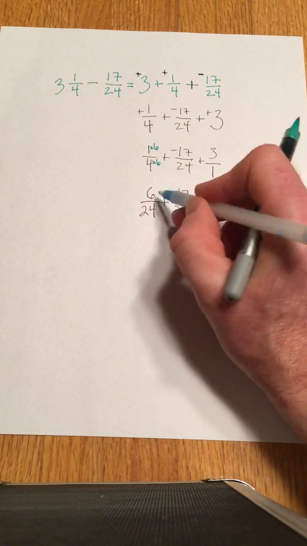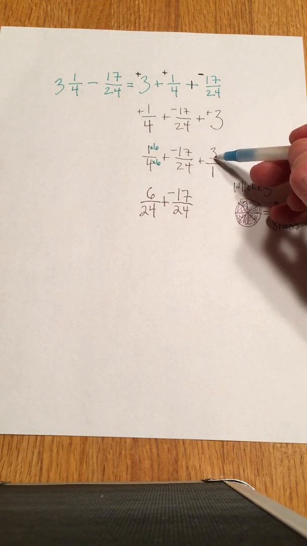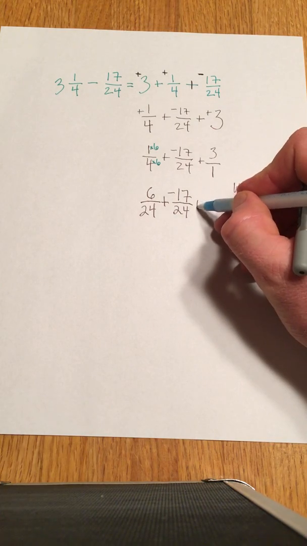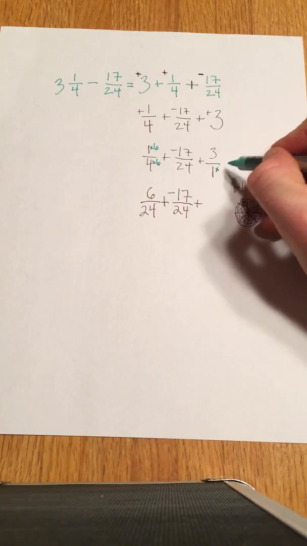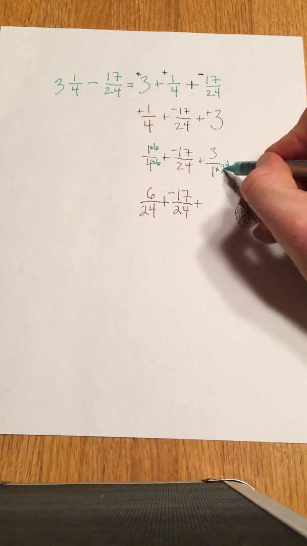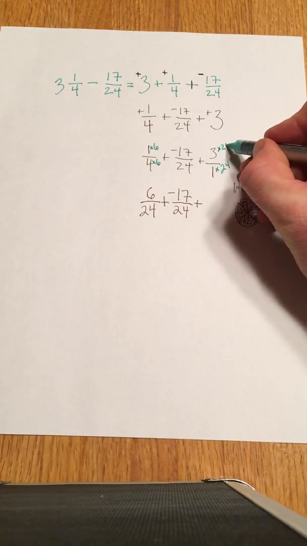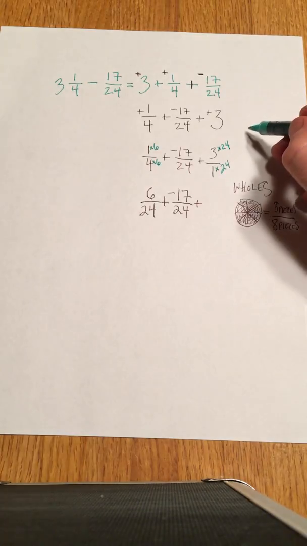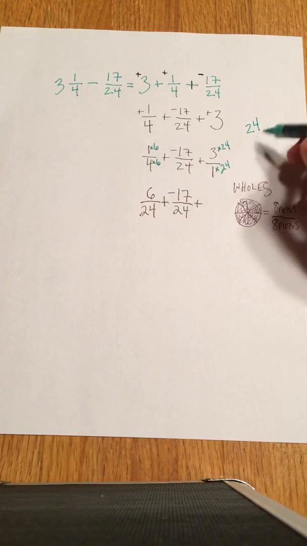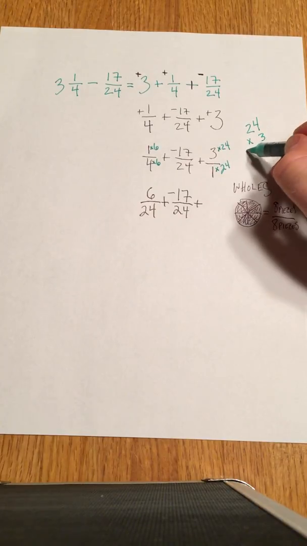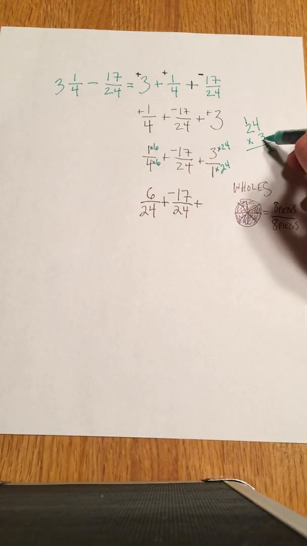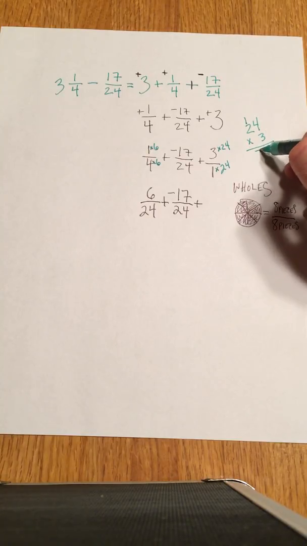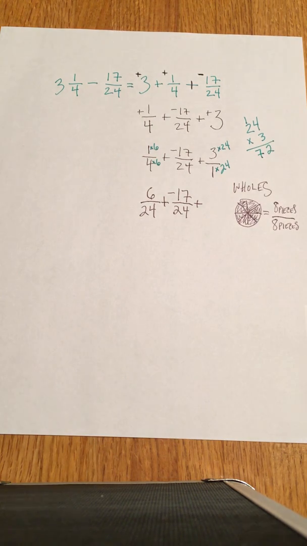Now I can combine these two. However, I also have the 3 over 1. And in order to get a common denominator of 24, I have to multiply 1 times 24. Whatever I do to the bottom, or denominator, I have to do to the top. So 3 times 24, if you haven't memorized that yet, we can do our multiplication over here. 3 times 4 is 12. Carry the 1. 3 times 2 is 6. Plus 1 is 7.